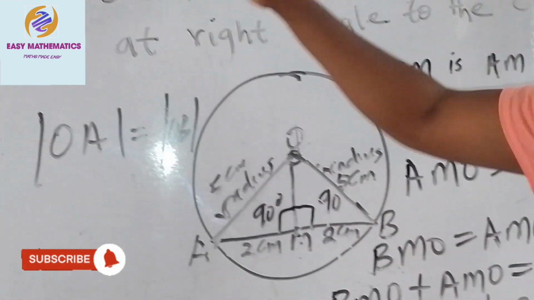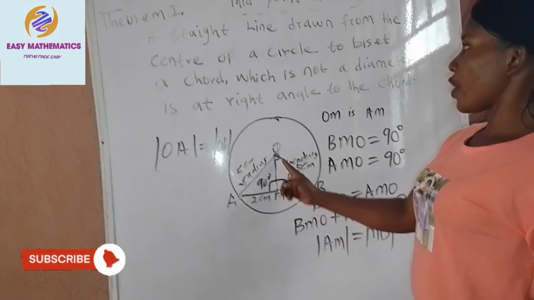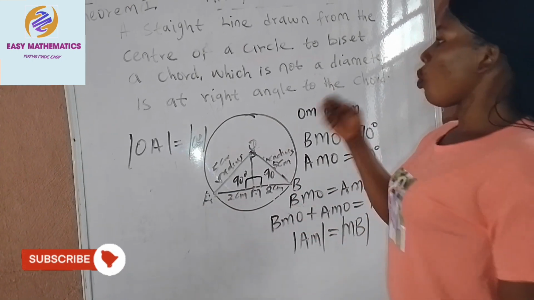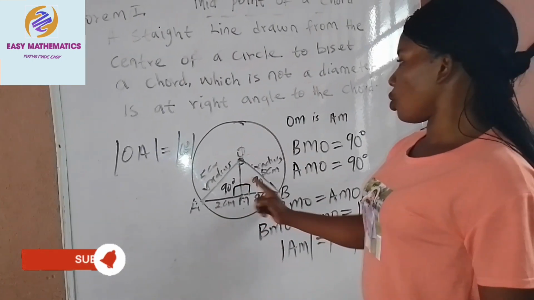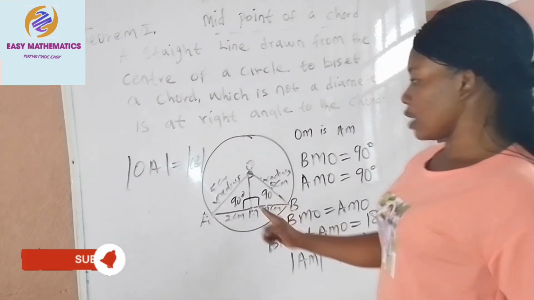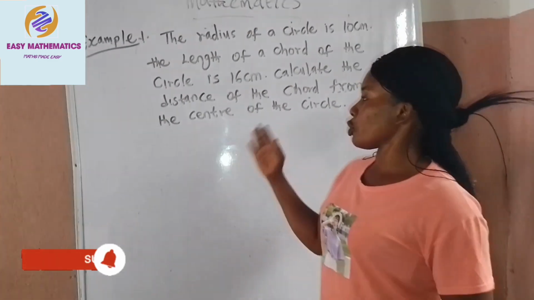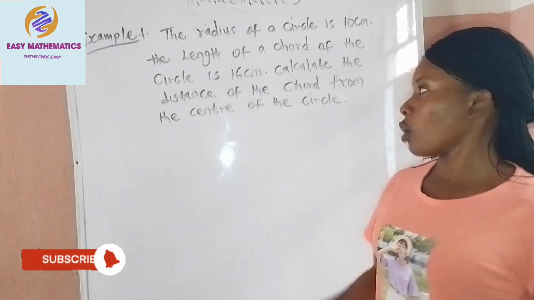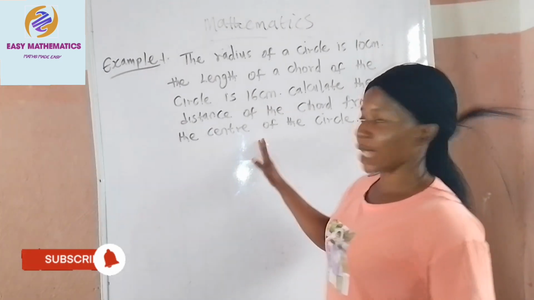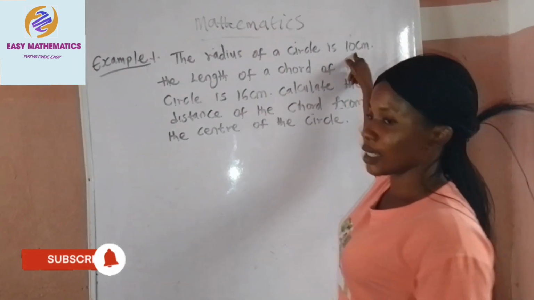So when you look at this, you will see that we have proved this theorem: a straight line drawn from the center of a circle to bisect a chord, line AB, will form a right angle, which is an angle of 90 degrees. Remember we just did the midpoint of a chord, so we'll be looking at some examples. The question says the radius of a circle is 10 cm.